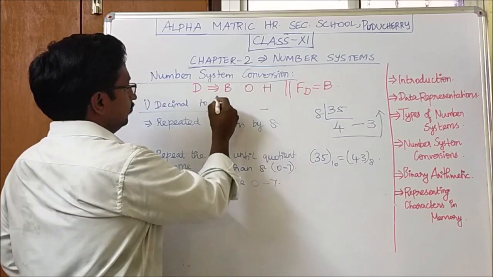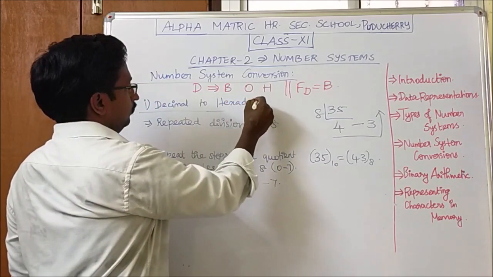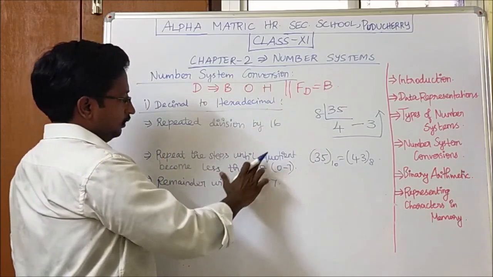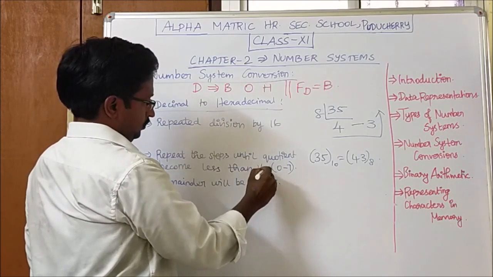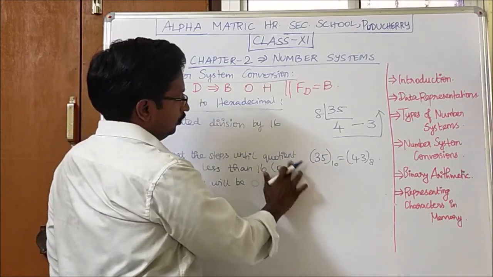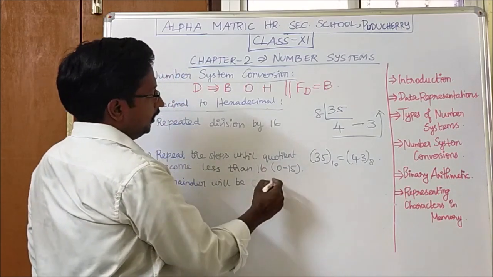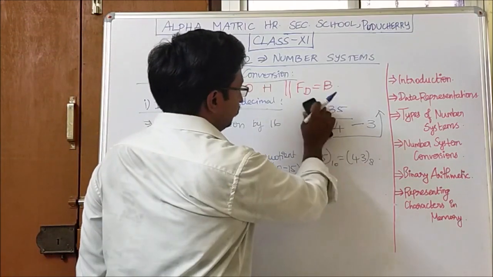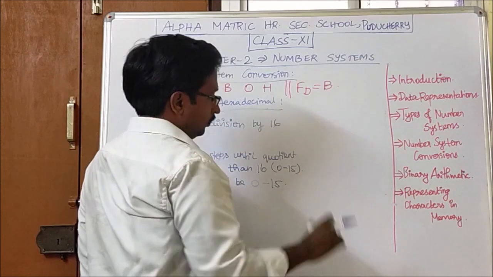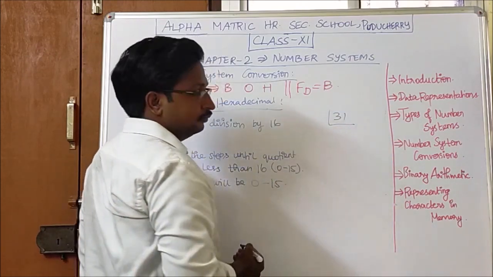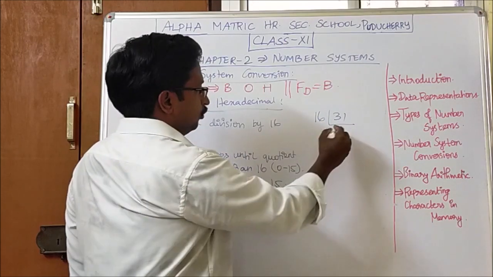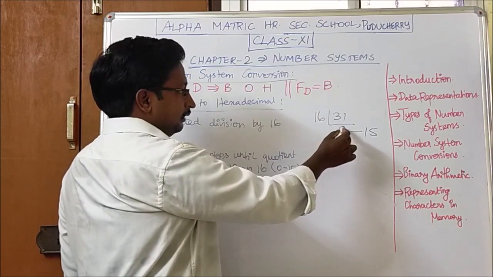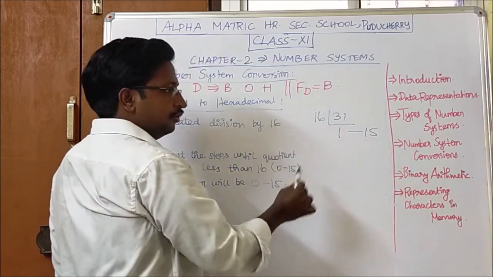A slight change will be there. Repeated division by 16 and the quotient will be less than 16, that is 0 to 15, and the remainder also 0 to 15. So now let us see an example. I take 31, divided by 16, that is 1 times, and the remainder is 15. So we got the quotient as less than 16 and the remainder also 0 to 15.